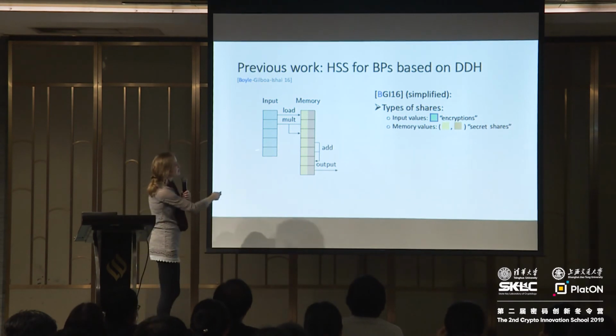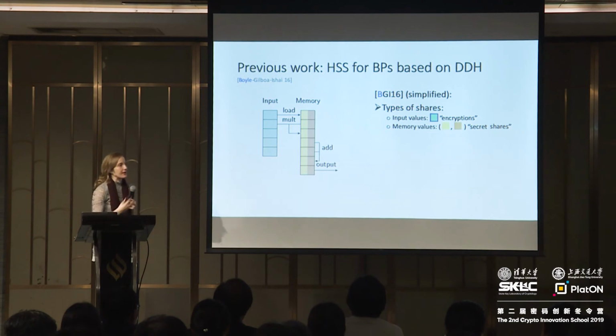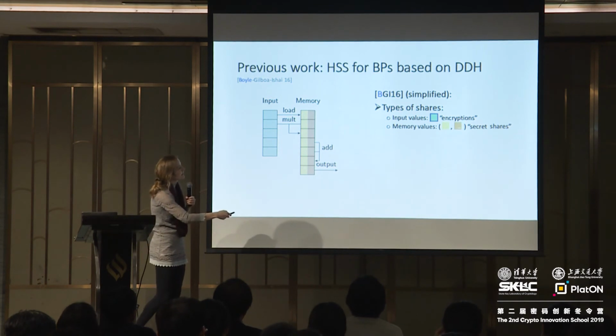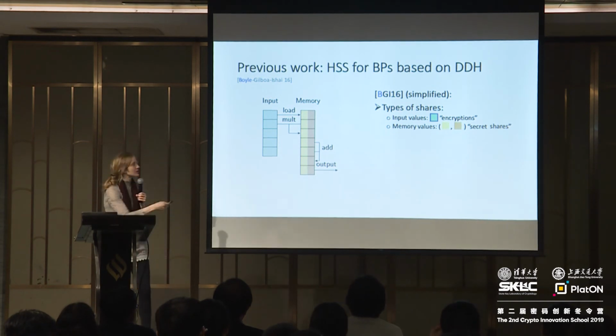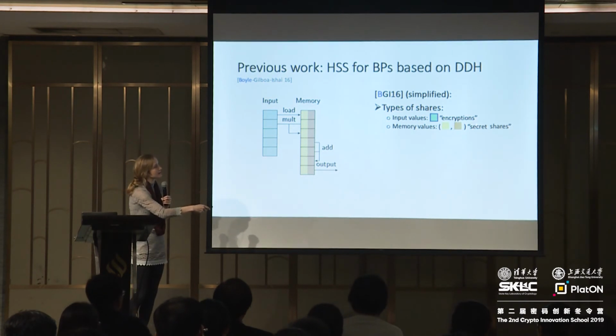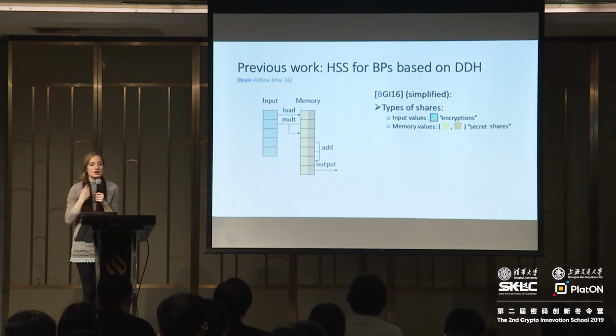One, represented by these green boxes here, will be encryptions. So if I have an X in a box, this means an encryption of X. And the memory values are going to be some flavor of additive secret shares. This is why there are these two things here. If I say X in yellow versus X in orange, these correspond to the two different additive secret shares of X.